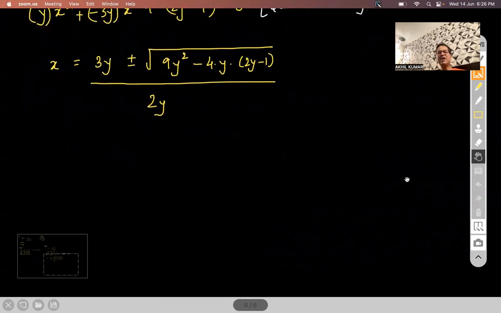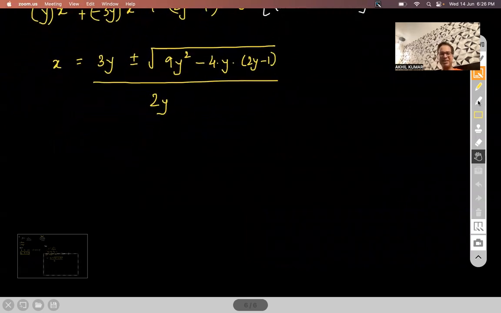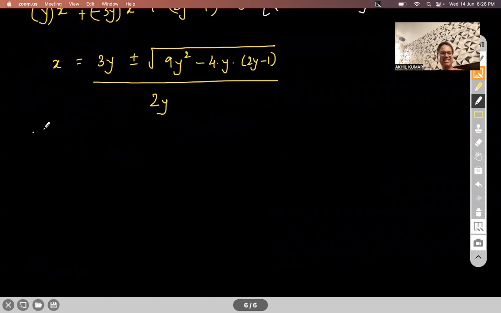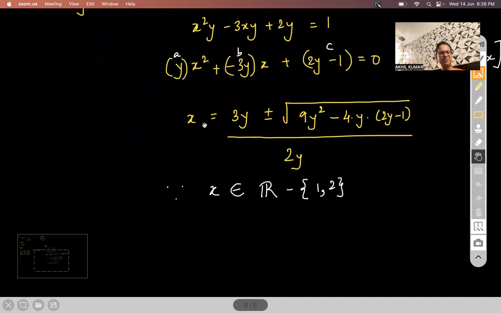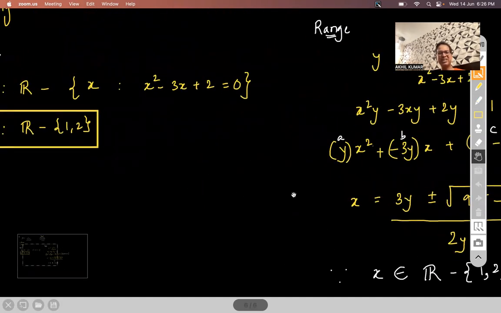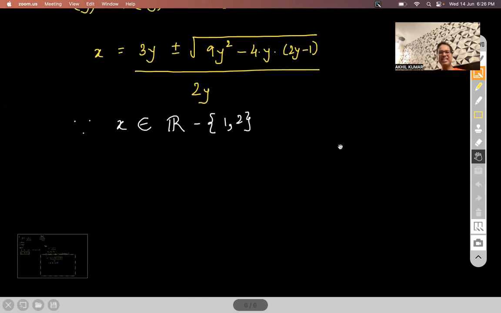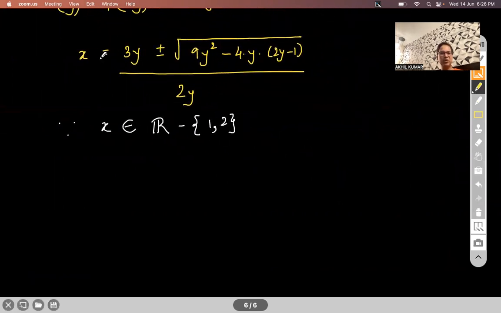Okay. Now pay attention, everyone. Since x belongs to all real numbers except which two values? 1 and 2. Am I right? x cannot be 1 and 2, right? What does it mean? It means this fellow should be real and should not be 1 or should not be 2.